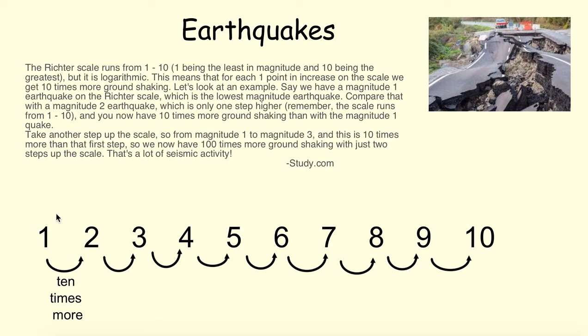So if we do this from 1 to 3, here's what that means. If I were to skip from 1 to 3, go back to our first lesson. If this is 10, that's 10, that's 10. Well, what is 10 times 10? Exactly. If I were to go from 1 to 3, that's going to be 100 times stronger. So when you talk about earthquakes, anything moving from one to another is going to be 10 times more on the Richter scale, which is a lot of seismic activity, as they say up here.